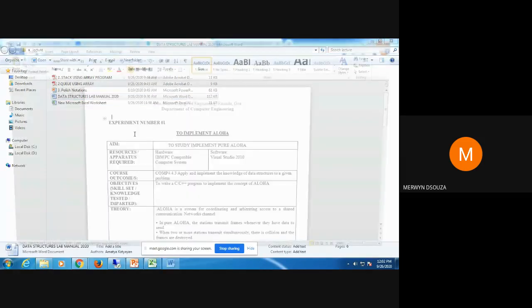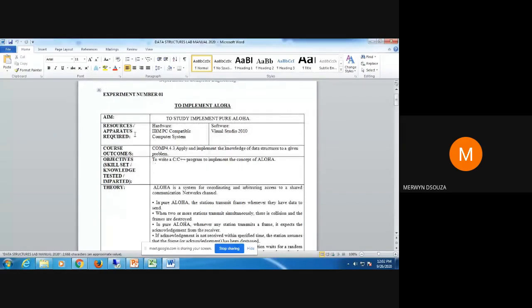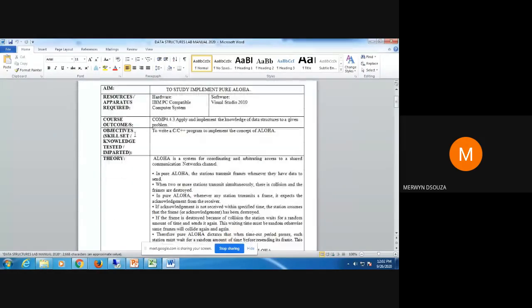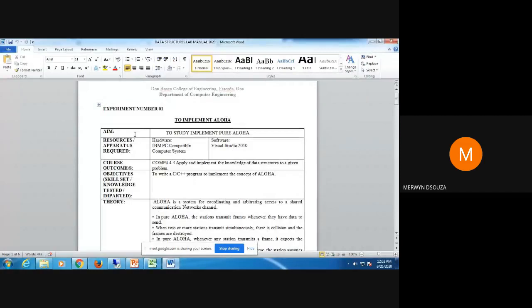Now, I am going to share this Word file with you. You are going to maintain this Word file, each one of you. You're going to write this experiment 1. You're going to write a title here. Okay, aim, whatever aim has been given. Don't change any of these things.